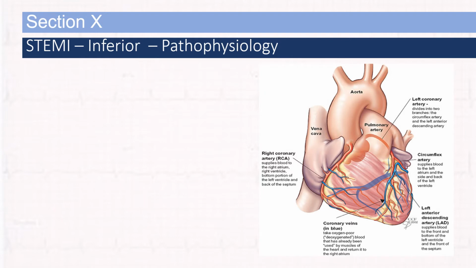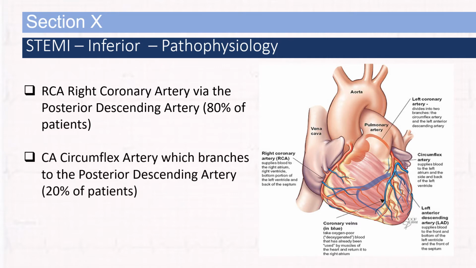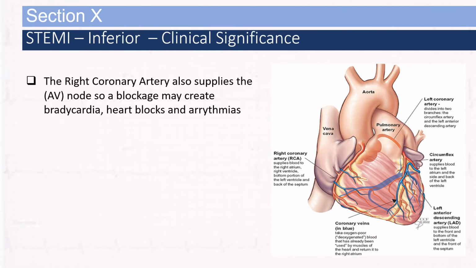The inferior portion of the heart is supplied with blood from the right coronary artery via the posterior descending artery in about 80% of the population. In the other 20%, it's supplied with blood via the circumflex artery, which branches to the posterior descending artery. The right coronary artery also supplies the AV node, so a blockage may create bradycardia, heart blocks, and arrhythmias.